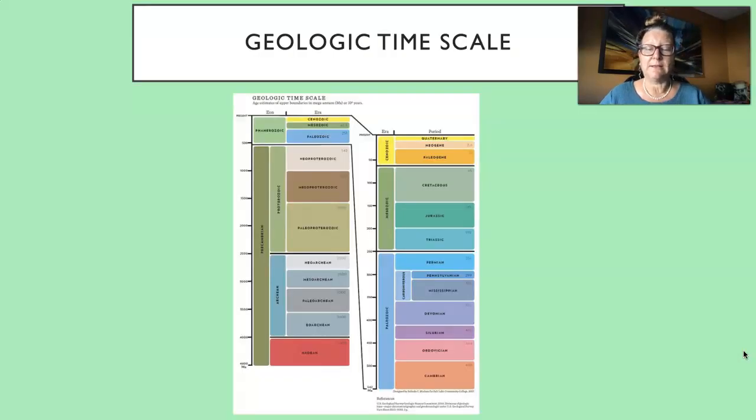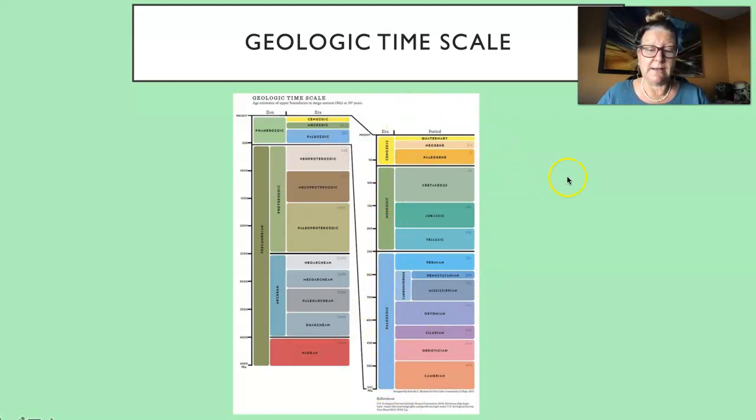Last time we looked at this two-tiered system of columns for the geologic timescale. On the left, we have all of Earth history starting at 4.6 billion years ago and going up to the present. And then on the right, we have blown up the most recent eon known as the Phanerozoic, which is divided into three eras: the Paleozoic, Mesozoic, and Cenozoic.